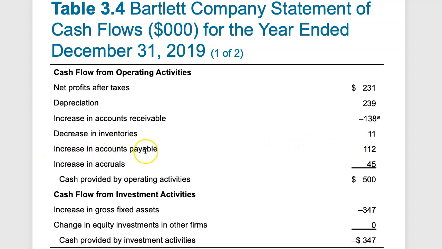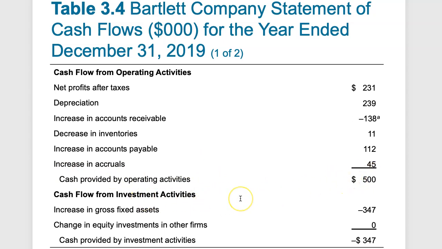Any liabilities like accounts payable that are increased will increase cash flow. Any liabilities that are decreased will decrease cash flow. When you decrease a liability, it means you're paying it back. It's, of course, going to decrease cash flow. So this is how we calculate our operating activities in the cash flow.